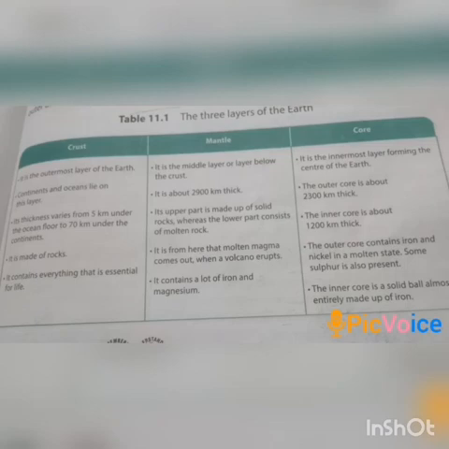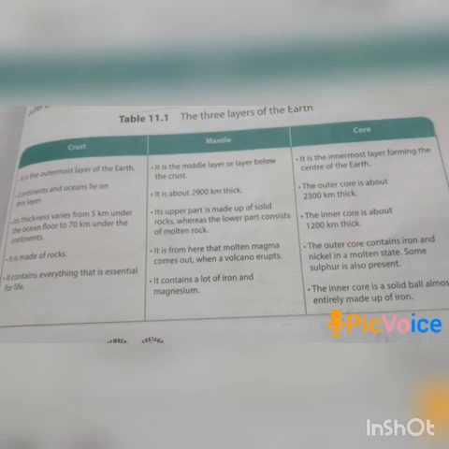Okay, next, core. Core is the innermost layer of the earth. It is present in the center of the earth. The outer core is about 2300 kilometers thick. The inner core is 1200 kilometers thick. Okay. Crust is 5 to 70 kilometers thick. The mantle is 2900 kilometers thick.